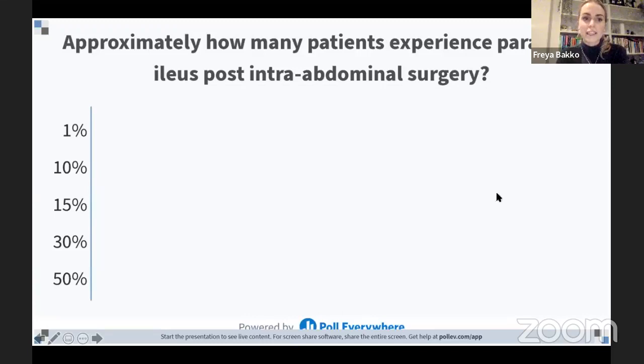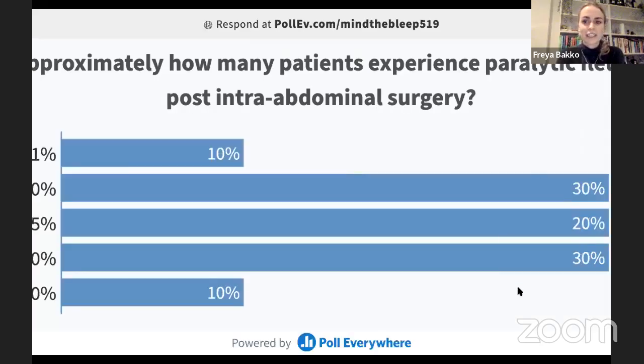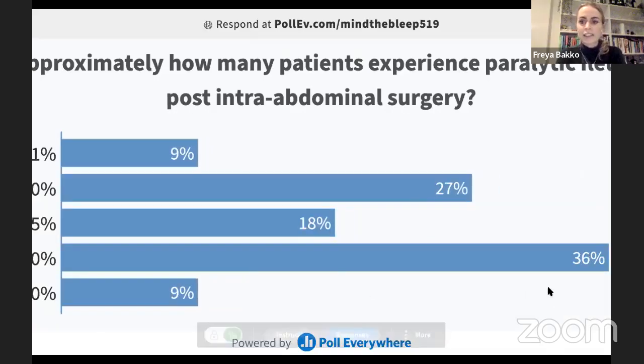Which affects as many as a third of operative patients. We're having a slight technical difficulty with the questions, but the correct answer anyway is 30%. So a bit of a disparity in answers here, but the majority of you answered 30%, so that's great.